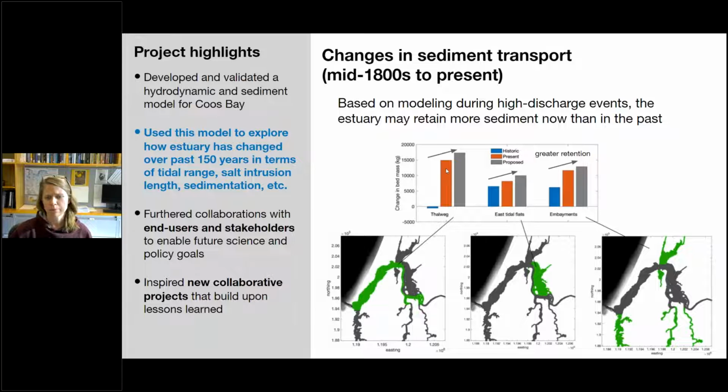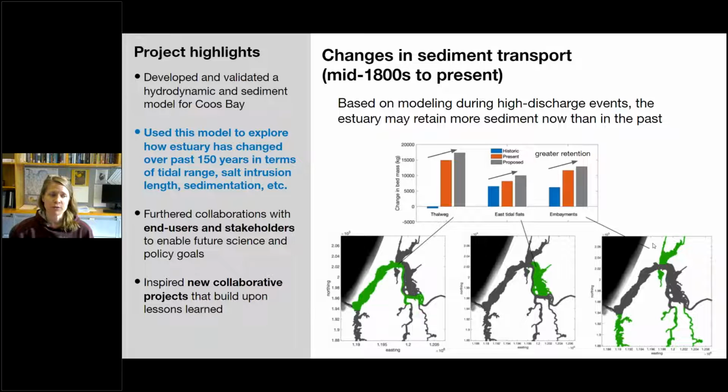On the east tidal flats and in the shallow embayments, we also see greater retention of sediment. And that has a bit more to do with changes in flood versus ebb tidal currents. In some of these embayments, because of deepening in the main channel, that actually impacts the hydrodynamics in the shallower side embayments, even though they haven't necessarily been modified. It just changes the balance of the tidal currents, and that also facilitates a little bit more sediment trapping.